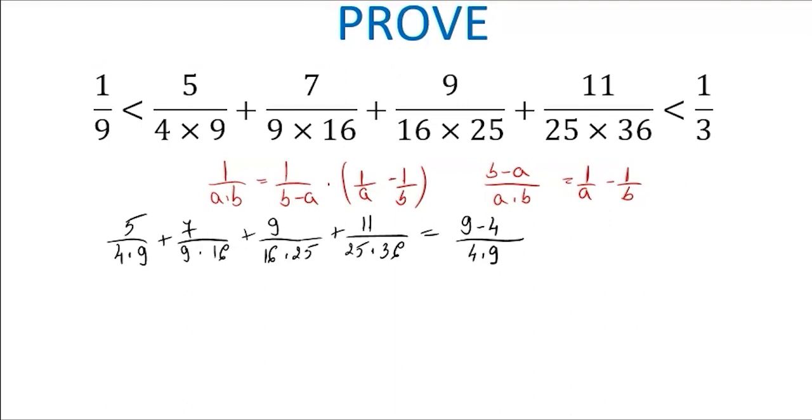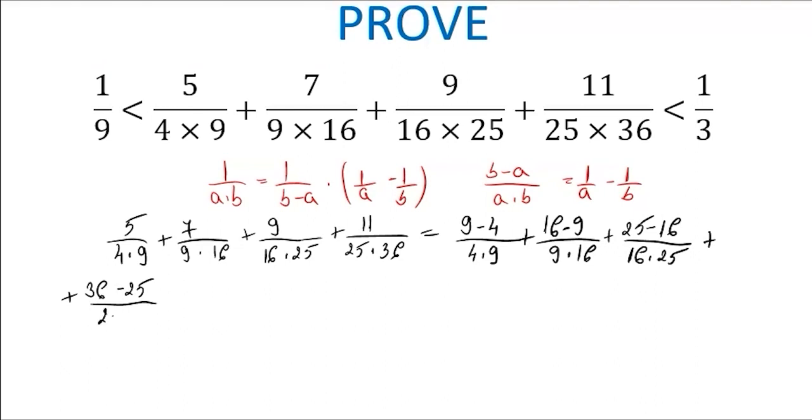So basically I have 5 over 4 multiplied with 9 plus 16 minus 9 over 9 multiplied with 16 plus 25 minus 16 over 16 multiplied with 25 plus 36 minus 25 over 25 multiplied with 36. Now I am going to write the results as differences.